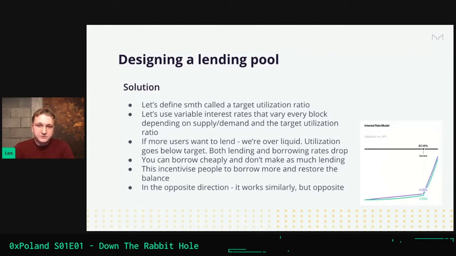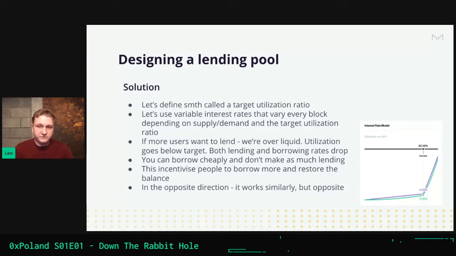The mechanism that we will use here is variable interest rates, basically the same as banks use. And we define something called the target utilization ratio, let's say at 80%. And our system has some assets in it. Let's say that the target for our system is that 80% of assets on average are borrowed and the other 20% just stay there as the reserve. And whenever this target utilization ratio goes up, our interest rates also go up. And that means that it's more expensive to borrow.